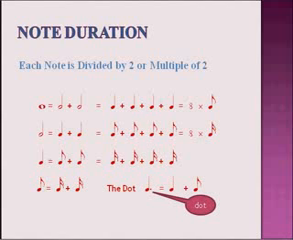One other thing that we have to be aware of is called the dot. Now, the dot is a unique symbol that allows us to take half the value of the note again. Here we're showing a dotted quarter note, and it is equal to a quarter note plus an eighth note. So it gets the value of those two smaller notes put together. In other words, we're just adding half as much again. It's 1.5 times the note value.